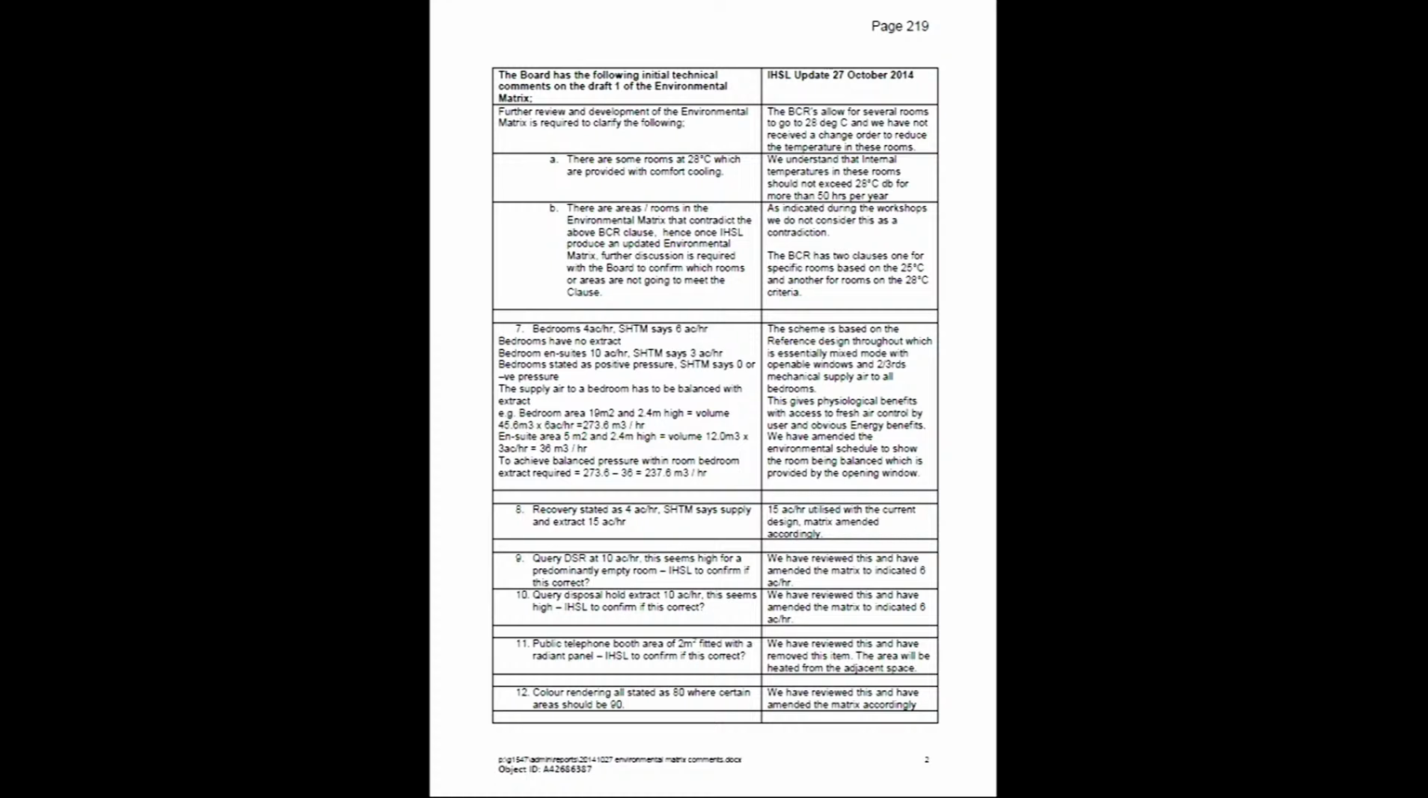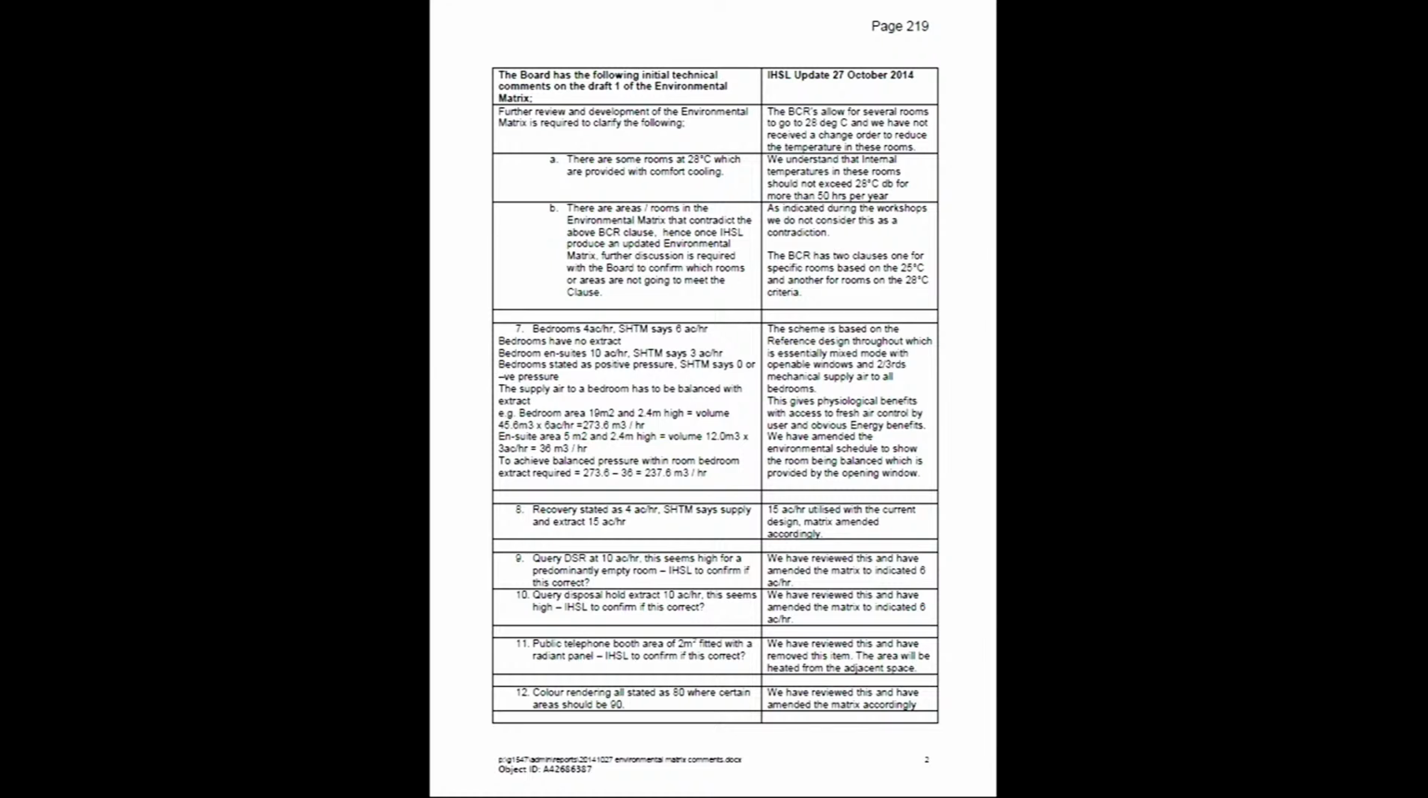You see at the top of the page there's a comment: further review and development of the environmental matrix is required to clarify the following. It says there are some rooms at 28 degrees which are provided with comfort cooling. There are areas or rooms in the environmental matrix that contradict the above BCR clause. Hence, once IHSL produce an updated environmental matrix, further discussion is required with the board to confirm which rooms or areas are not going to meet the clause. And then the next section is comment 7. It says bedrooms 4 air changes per hour. SHTM says 6 air changes an hour. Bedrooms of no extract, etc.